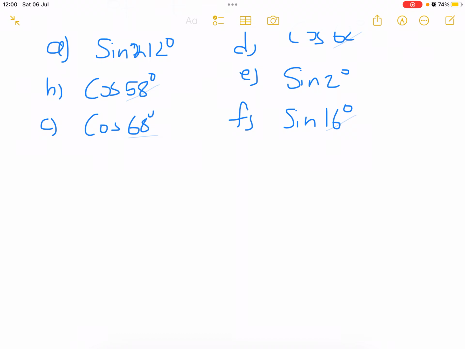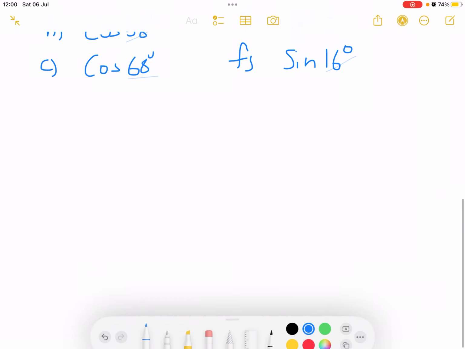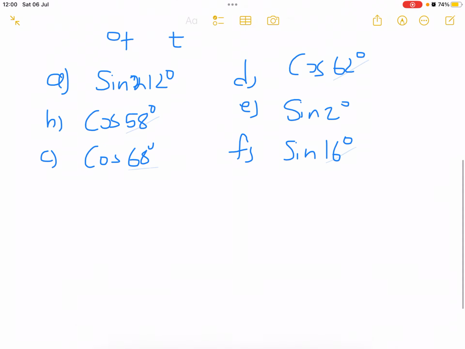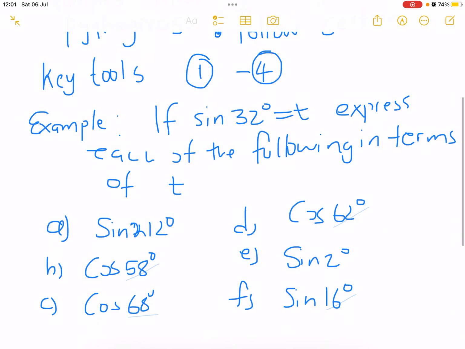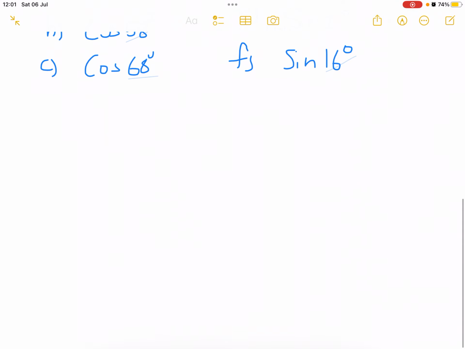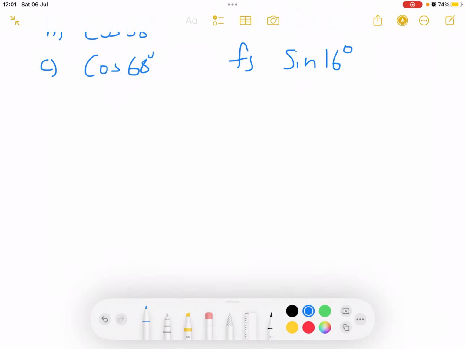Now, the first thing that you may note from the question above is that you're given sine 32, which is just equal to a value of t, which is not a ratio, so you have to make t to be in a form of a ratio. Another thing that you must note is that 32 degrees is acute, which means you need to draw a sketch. So a sketch must be drawn.